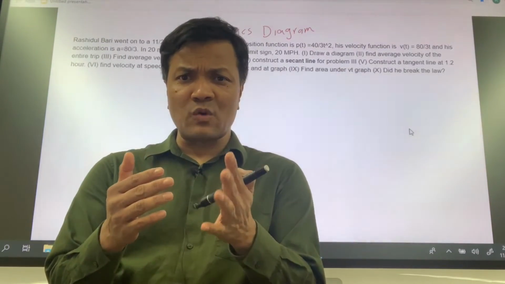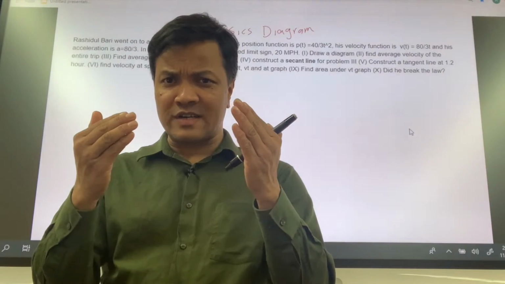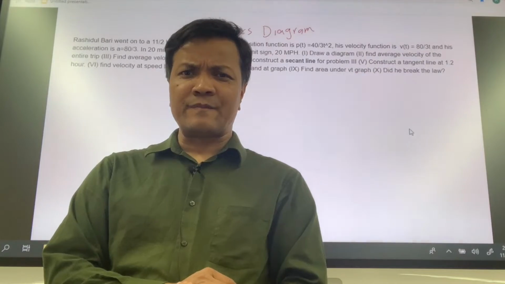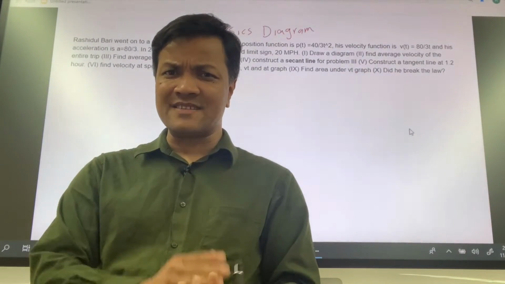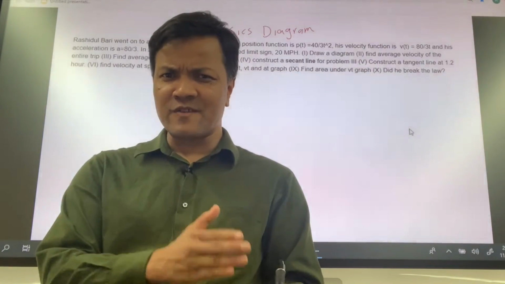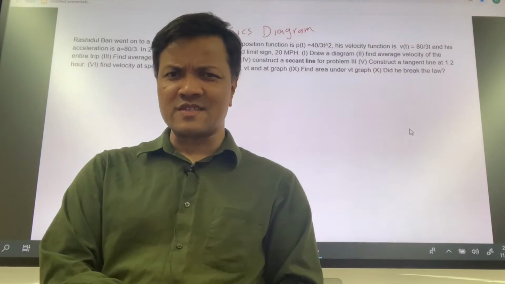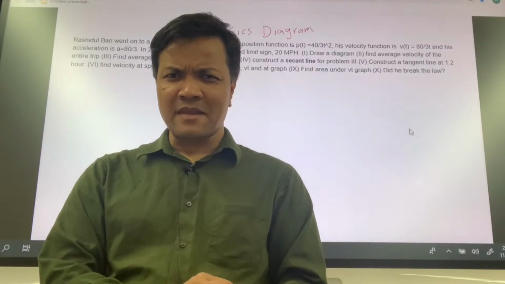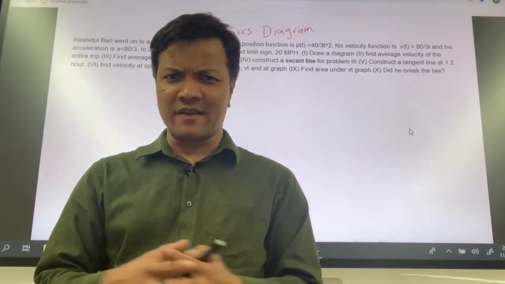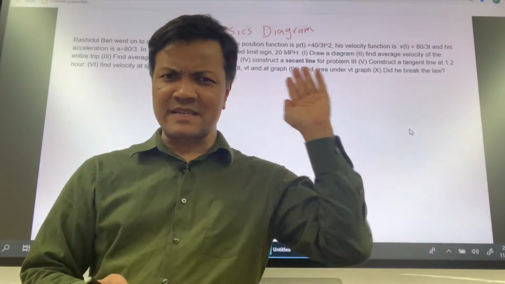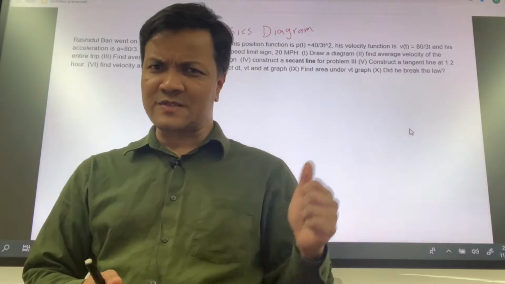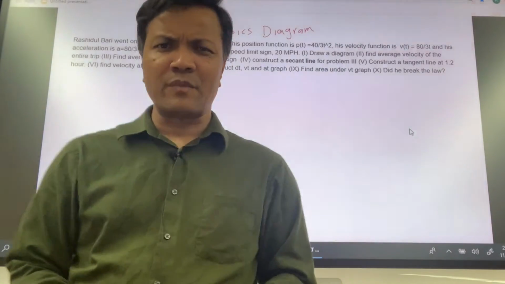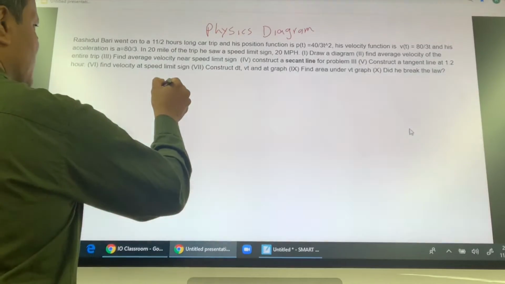To understand whether he broke the law, we have to understand every piece of kinematics: dt graph, vt graph, at graph, a secant line, tangent line, average velocity versus instantaneous velocity, displacement, area under the vt graph, a whole lot of things. And this problem will allow us to get every single thing. So let's dive in. First, we're going to start our conversation with the diagram.